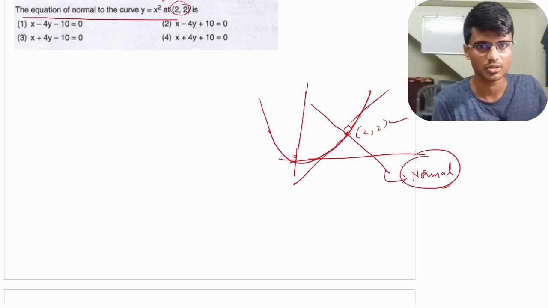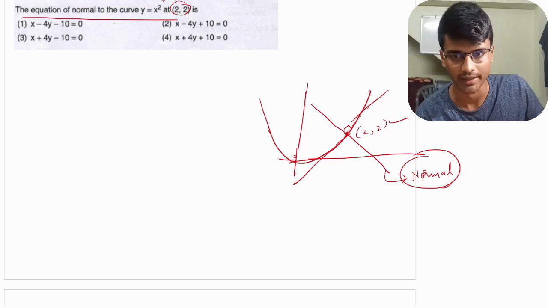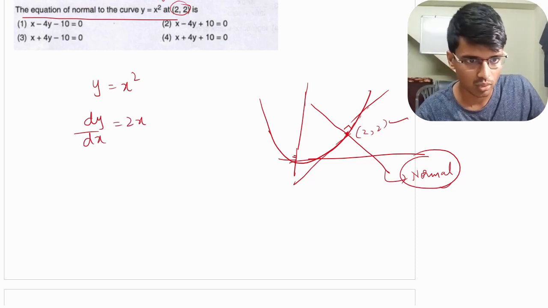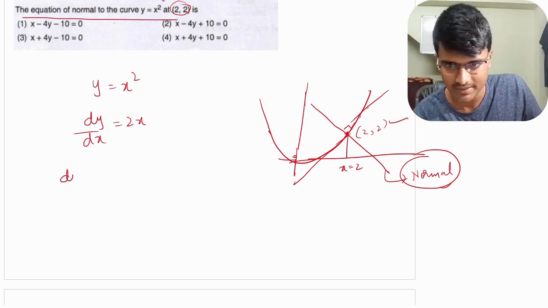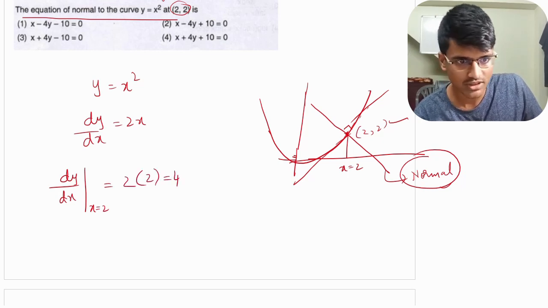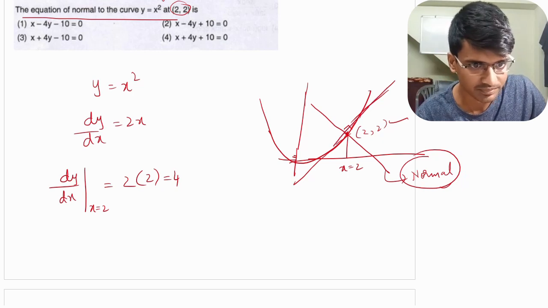The differentiation gives us the slope at that particular point. So I'll just explain. Let's differentiate this: dy by dx is equal to 2x. So what is the slope at x equal to 2? The differentiation at x equal to 2, 2x, I'll substitute 2. So the slope of this tangent is 4.